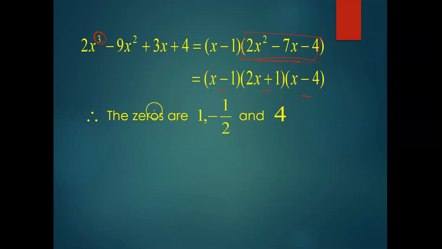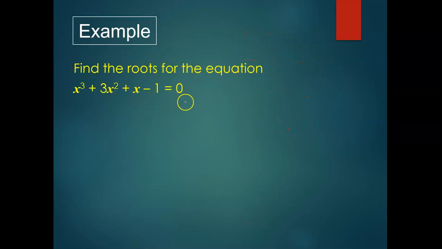Alright, so now you take out the zeros. So how do we write? The zeros are 1, negative 1 over 2 and 4. Okay, sedangkan ataupun you gunakan by comparison. Contoh, kita tengok contoh lain by this one.